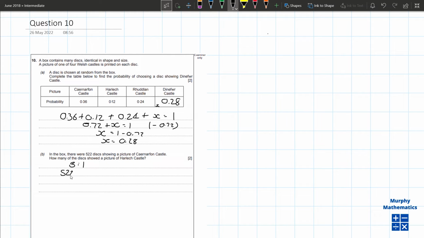So if we have 522, we need to find out what one of these is going to be. So we need to do 522 divided by 3, and that's going to be 174. So we know there's going to be 174 of Harlech Castle.